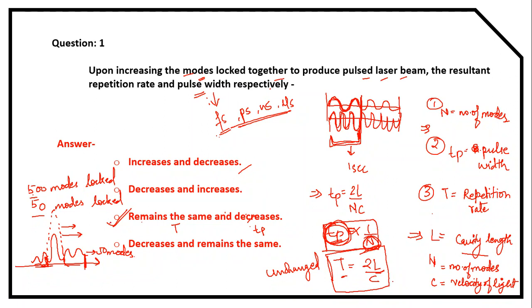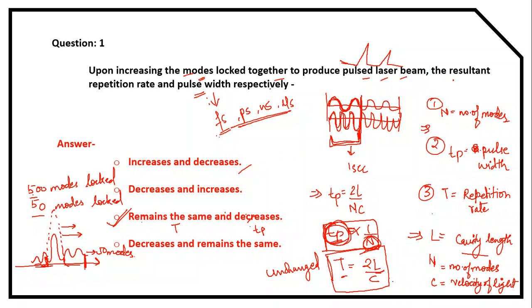So first of all, the answer for question one: first I'll repeat the question. Upon increasing the modes locked together to produce the pulse laser beam. First of all, mode locking is a technique with which we get a pulse laser. What is a pulse laser? A pulse laser does not have a continuous wave, but repeats itself at regular time intervals. For a particular range of time, its intensity reaches a maximum and then again turns to zero. So this is a pulse laser beam.